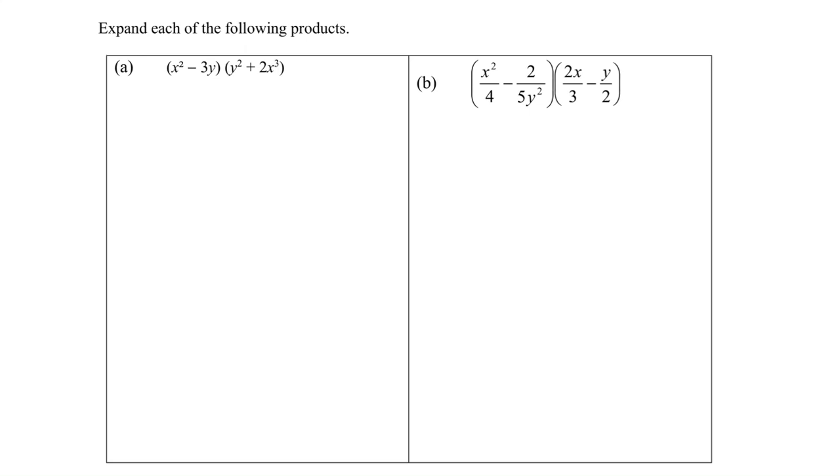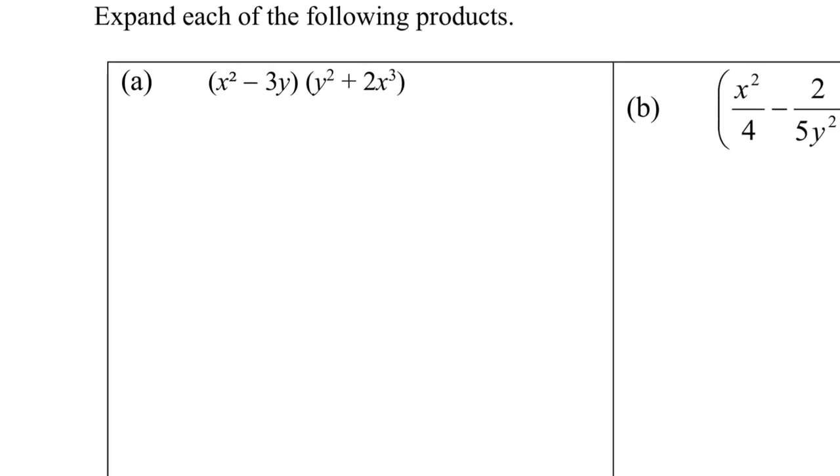Hello everyone, welcome to this question or example where we are required to expand and simplify each of the following products. So let's zoom in on the first example where we are given this. So I'm going to apply the expansion distributive law of multiplication. So I will have this x squared multiplying by y squared, they will give me x squared y squared.